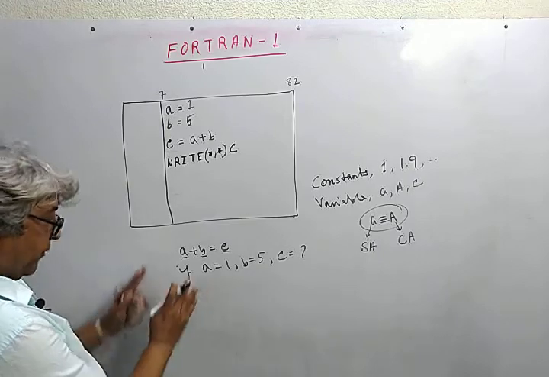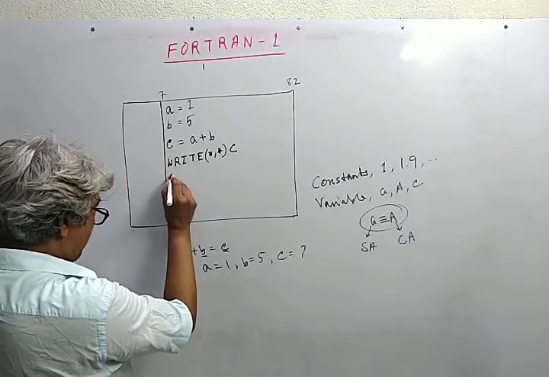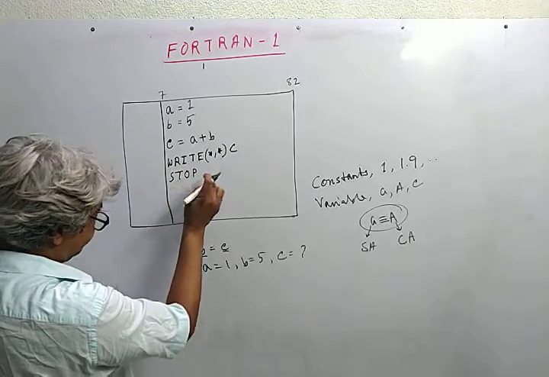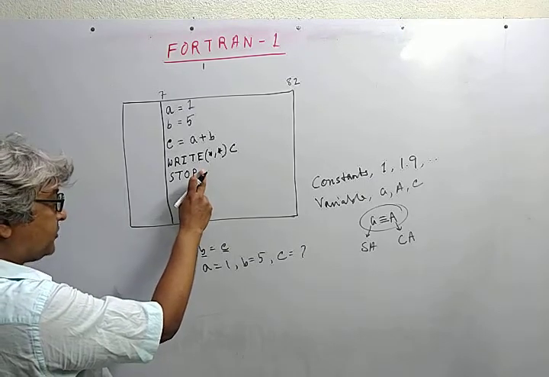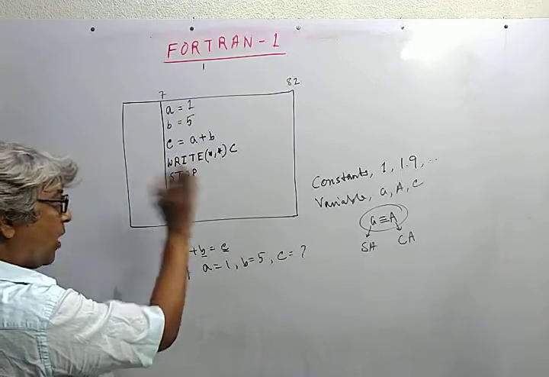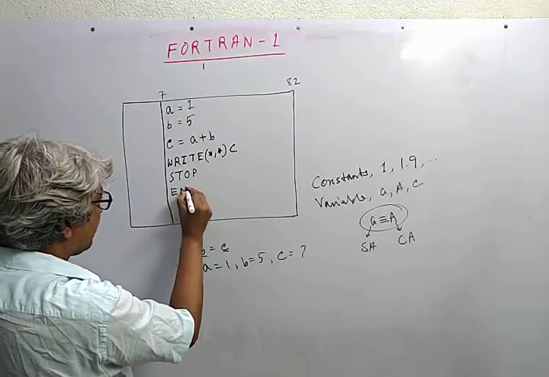Now the calculation is over, so we must provide an instruction to the computer to stop. So this is the logical stop of the program. By stop, it means the program will stop executing, and this is the physical end of the program.